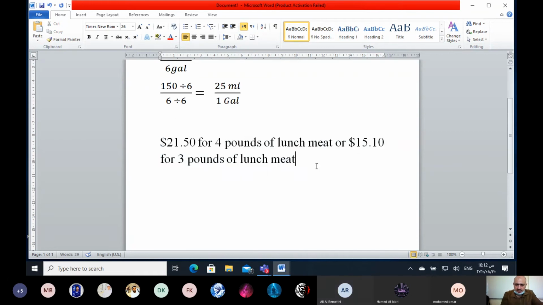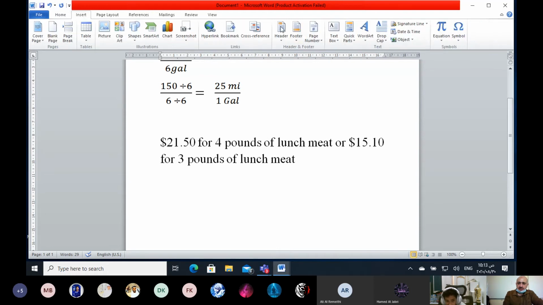The question now: we have $21.50 for 4 pounds of lunch meat, or the second offer, $15.10 for 3 pounds of lunch meat. You have two offers here. You want to choose the best offer, the lower price. How to know what is the lower price? Go to the first offer and write the rate. Use the fraction.